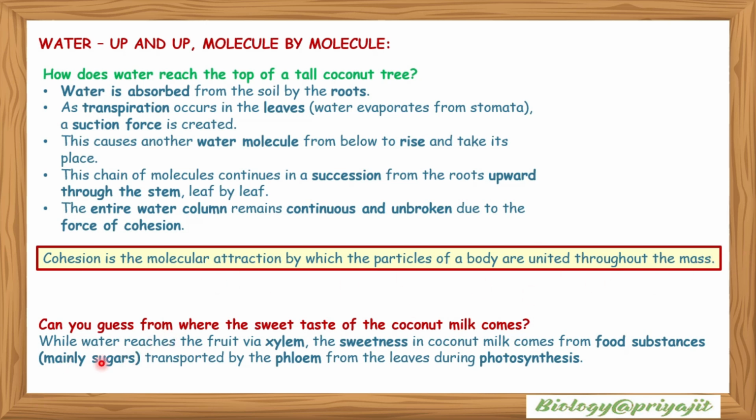Can you guess from where the sweet taste of the coconut milk comes? While water reaches the fruit via xylem, the sweetness of coconut milk comes from food substances, mainly sugars, transported by the phloem from the leaves during photosynthesis.